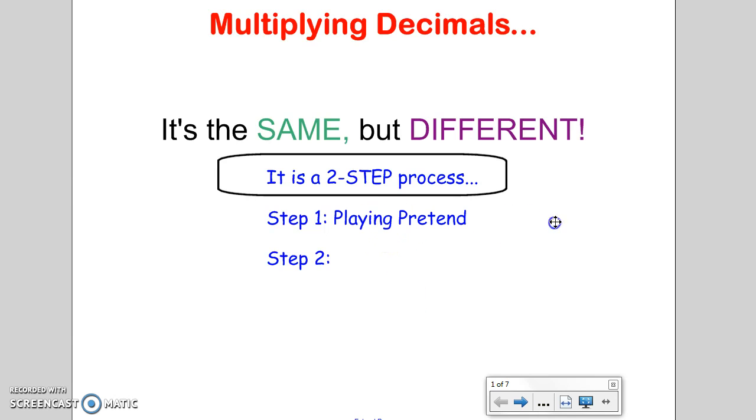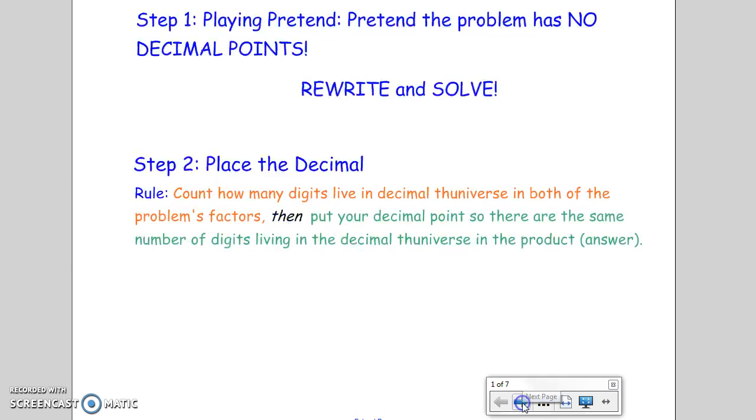Step one, playing pretend. You guys did a great job with that yesterday. Step two, put that decimal back into our answer. Let's go through some examples. So again, step one, playing pretend. We want to pretend the problem has no decimal points. We don't line up the decimals. We simply pull them out of the problem and pretend they're just whole numbers. Rewrite and solve as if they're whole numbers.